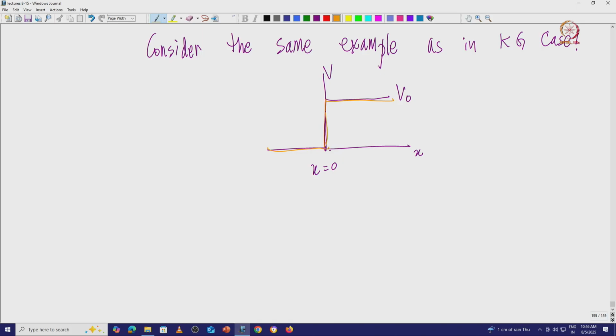So this potential has V of x equal to V0 for x greater than 0, and equal to 0 for x less than 0. So this is the definition we introduced. Then we introduced this V0 into the Klein-Gordon equation. In the same way, let's try to introduce this in the Dirac equation.